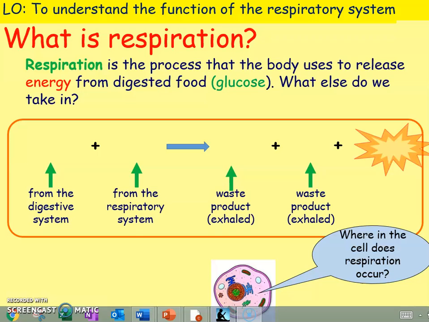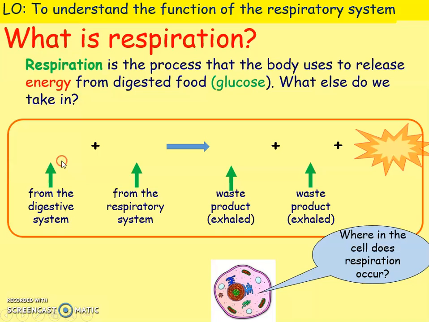So, what is respiration then? Respiration is the process that the body uses to release energy from glucose. So what else do we need for this to happen? We get glucose from the digestive system, and we get oxygen from the respiratory system. When respiration happens, we get waste products like carbon dioxide, water, and the thing we need, the energy.